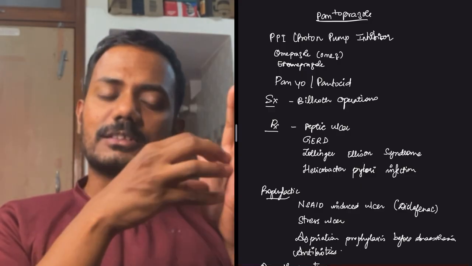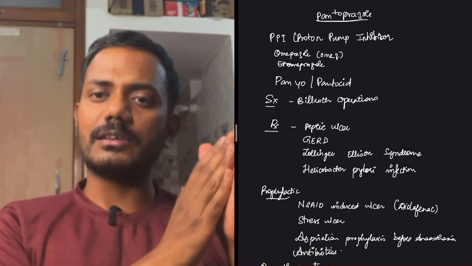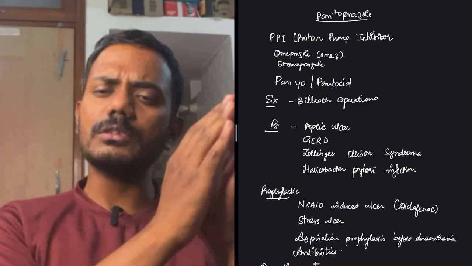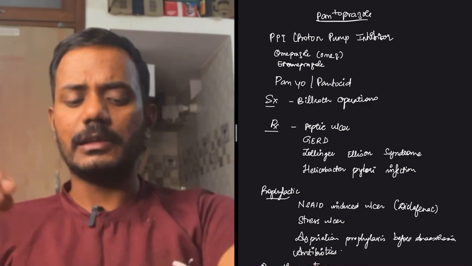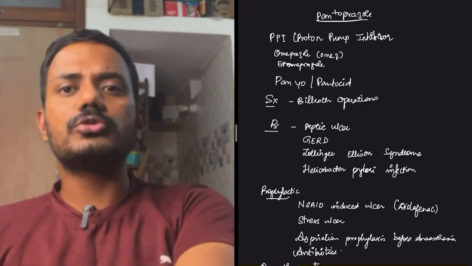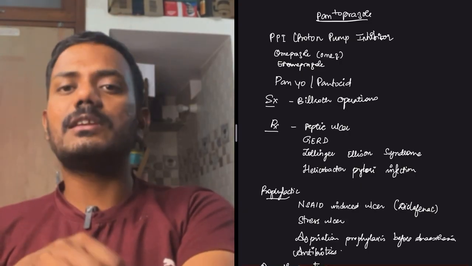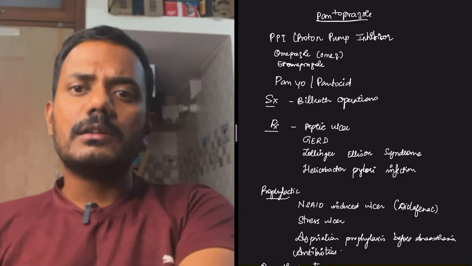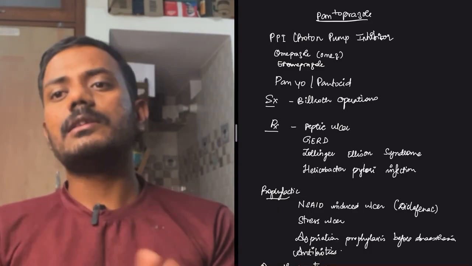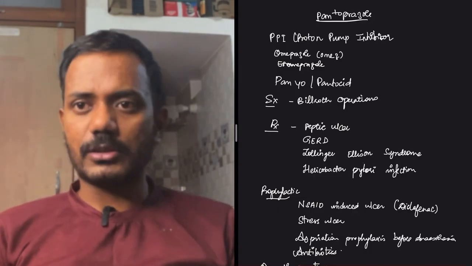In such a condition, if you reduce the gastric acid secretion, the ulcer will get automatically healed. For example, if I get some injury over here, what should I do? If I keep it in such a way that it doesn't get infected, the wound will get healed by itself, right? In a similar way, the same thing happens within the stomach as well.